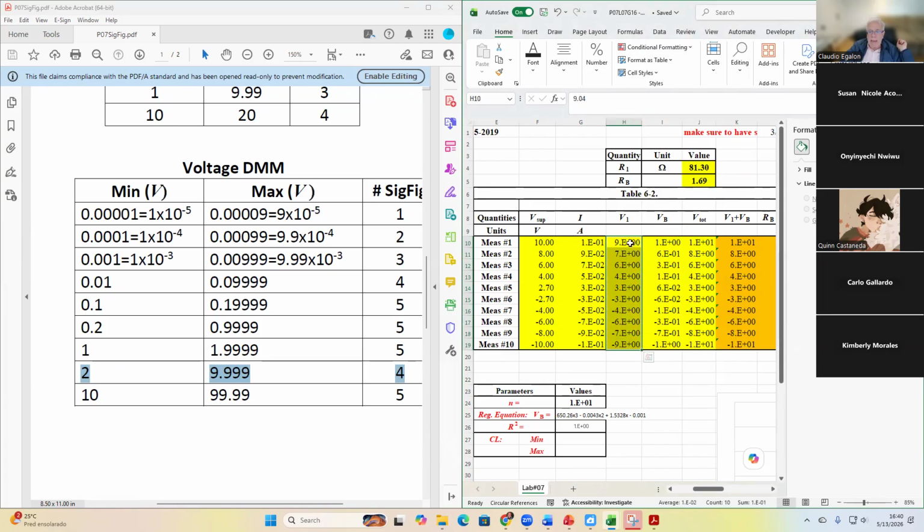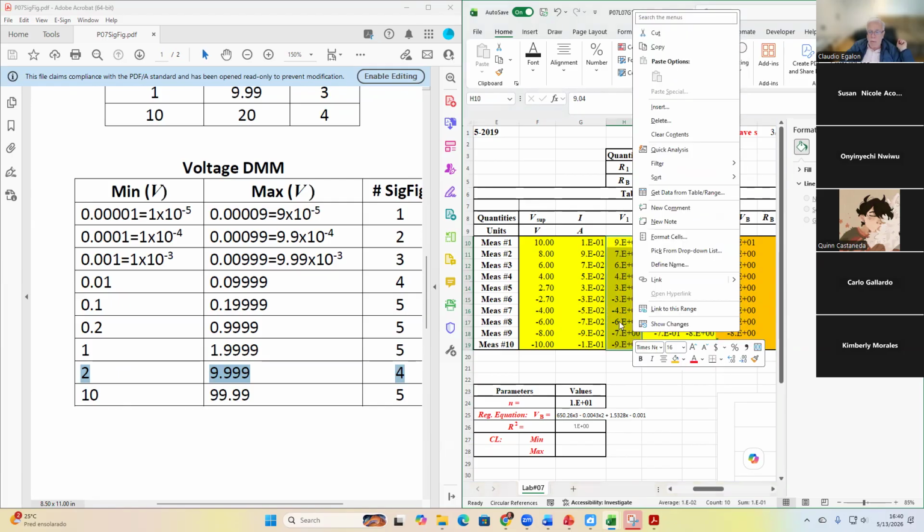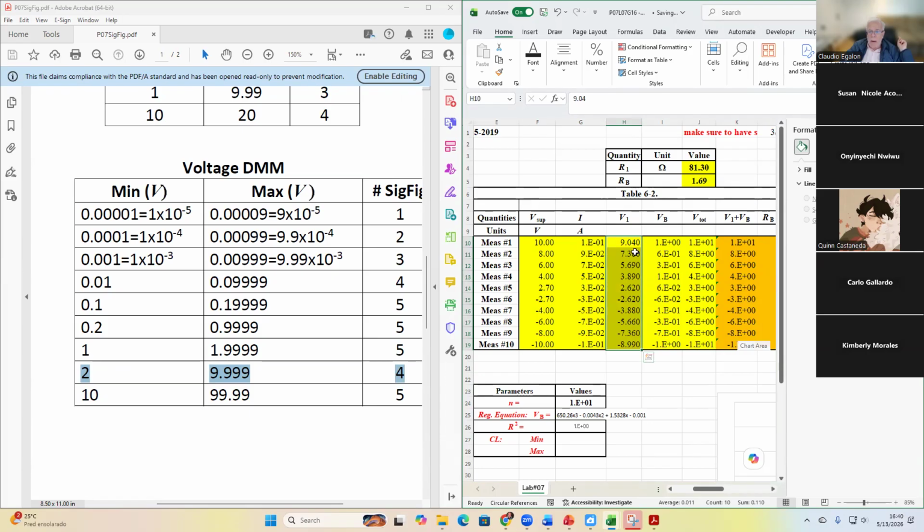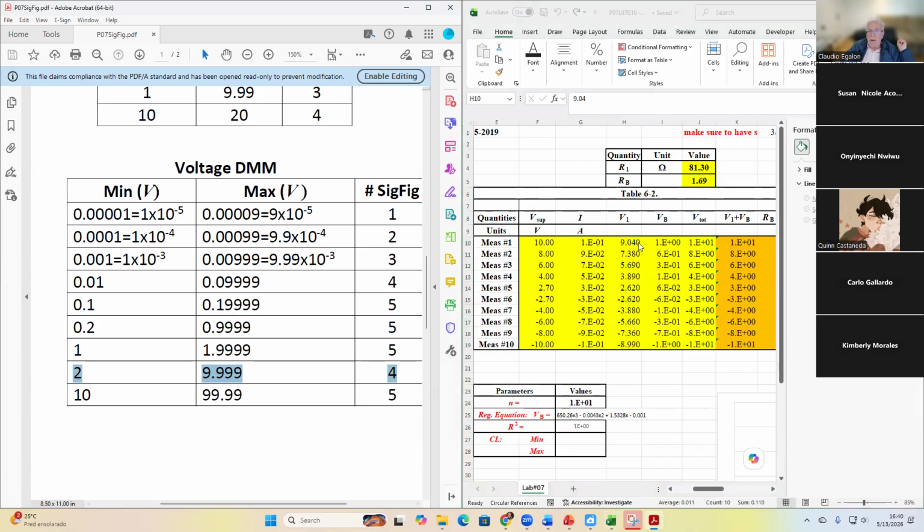We're going to look at the I later on, okay? Voltage 1, right click, format cell, numeric format. Let's try 3 decimal places for now. Let's see if we get it. Should be 4. Yeah, we have four significant figures for 3 decimal places. 4, 4, 4, 4, 4, and they are all between 2 and 9.999. Good.